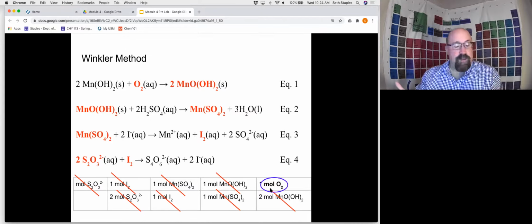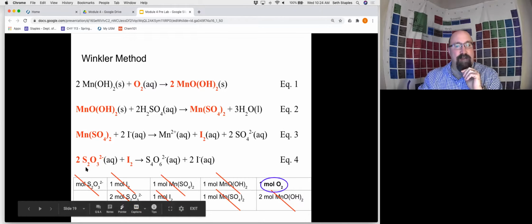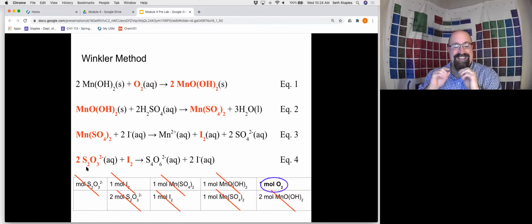And then we'll talk about how we use that moles of O2 to convert that over to the parts per million of dissolved oxygen. For now, let's just keep focus here on these equations and how we use those to backtrack our way through to find the amount of O2 that had to have been there. So you can see that in order to backtrack our way through, we have to be able to accurately and precisely know exactly how much S2O3 we used. This is where we run into a bit of a problem.